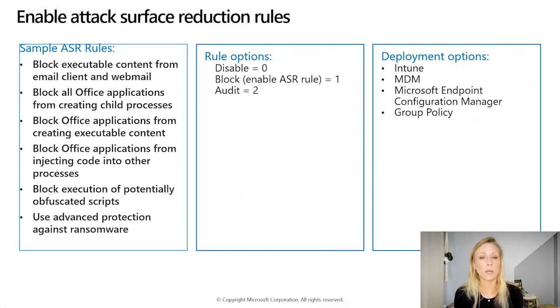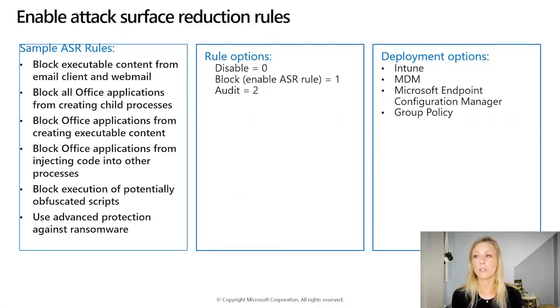Some sample rules might be blocking Office applications from injecting code into other processes. And then we have various rule options that we can apply. So whether it's, hey, we want to disable this, or we want to block it, or we simply want to log it with an audit. So we have the different options listed on the slide of 0, 1, and 2 for disable, block, and audit respectively.